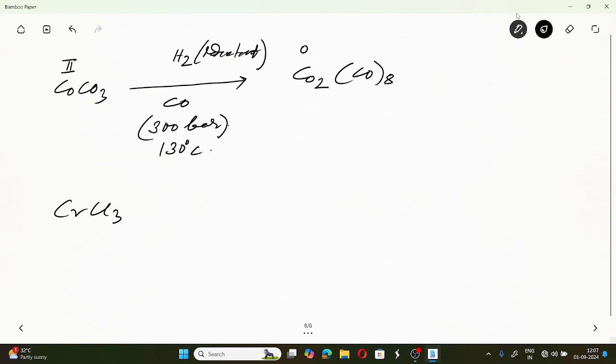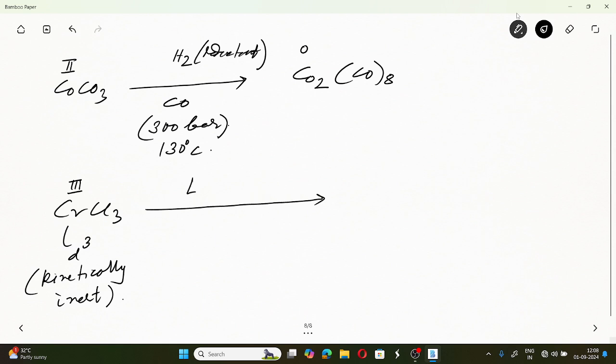If you look at another reaction, say CrCl3, chromium trichloride. If you remember, chromium 3, it is a D3 system, isn't it? Chromium 3 is a D3 system. Now, D3 system, from crystal field theory, we have explained that it is kinetically inert. So reaction with CrCl3 is difficult. It will require high temperature, pressure, etc.